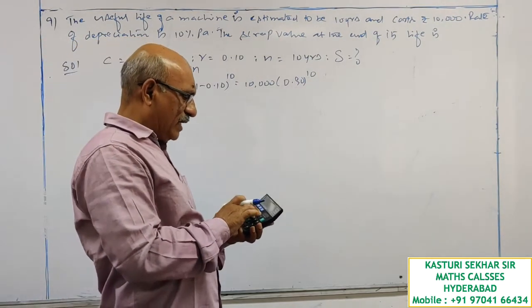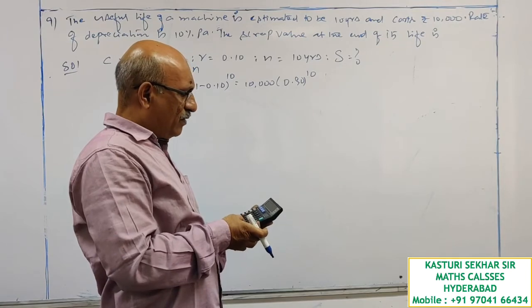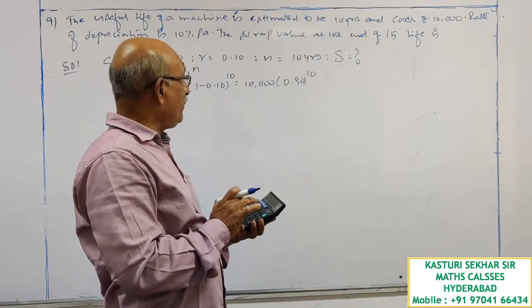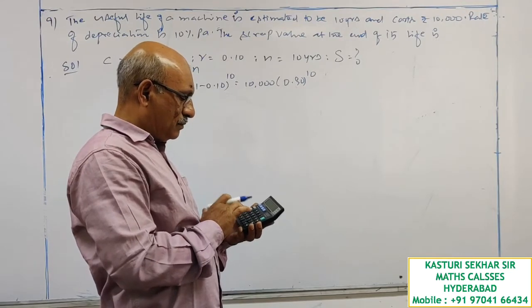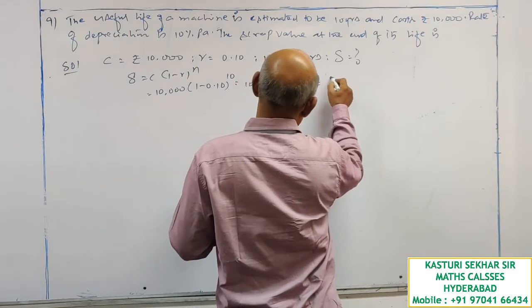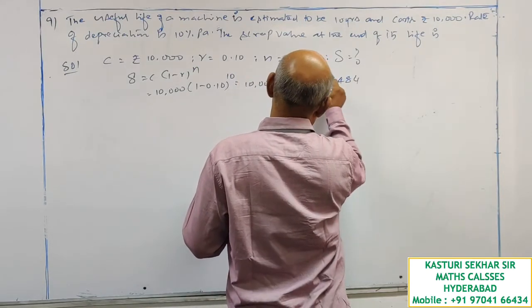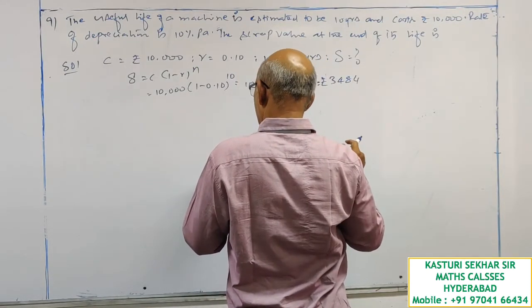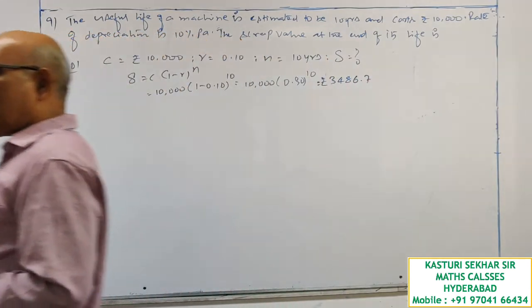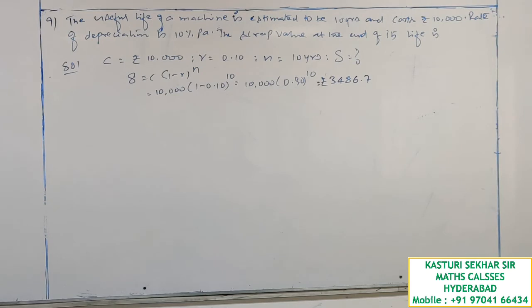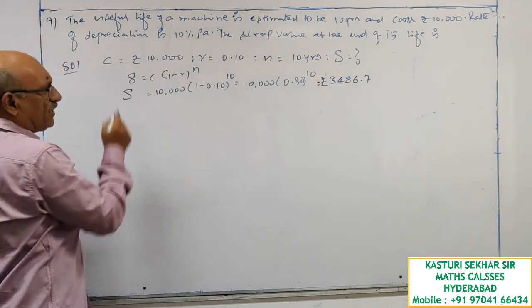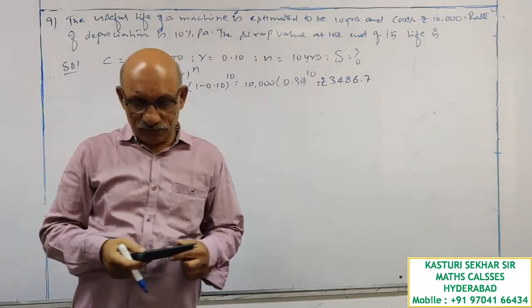So 0.9 raised to the power 10, multiplied with 10,000. This is 3486.7. Scrap value is equal to 3486.7.